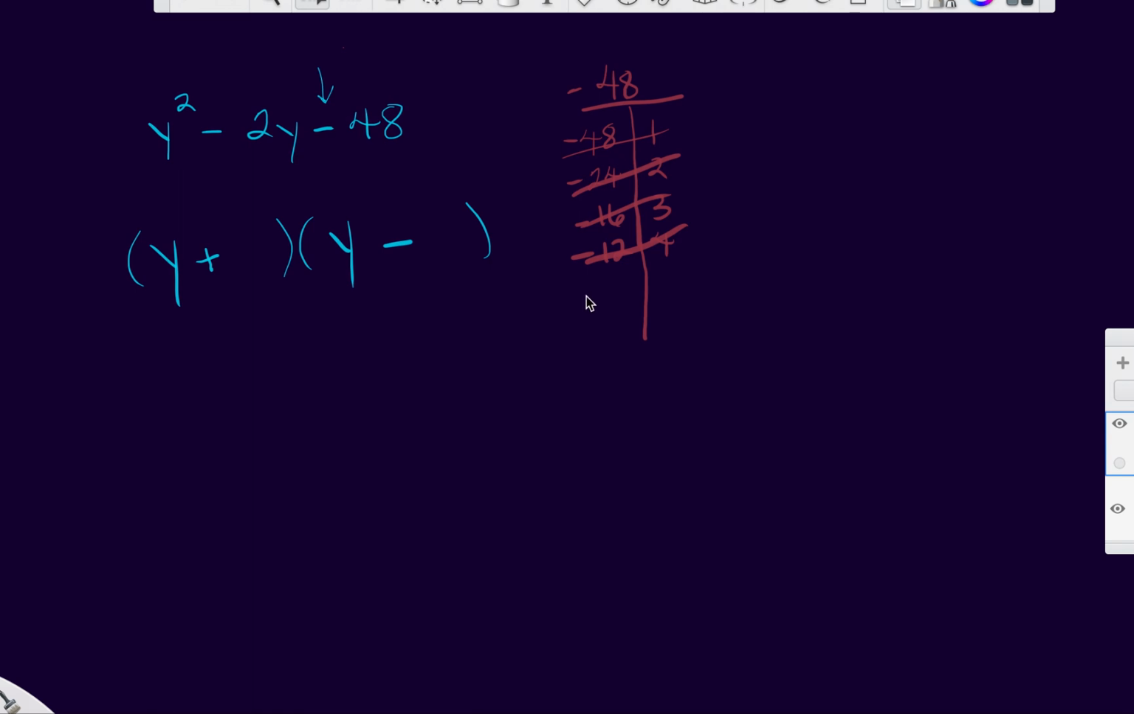So the last one we're going to try, and that's why I use this set of numbers. Negative 8 times positive 6 is negative 48, and negative 8 plus positive 6 is negative 2. So the 8 has to go next to the subtraction sign, because that's the negative part, and the 6 has to go next to the addition sign, because that's positive. So there you are. Not a huge deal, right? Not a very difficult concept to get.